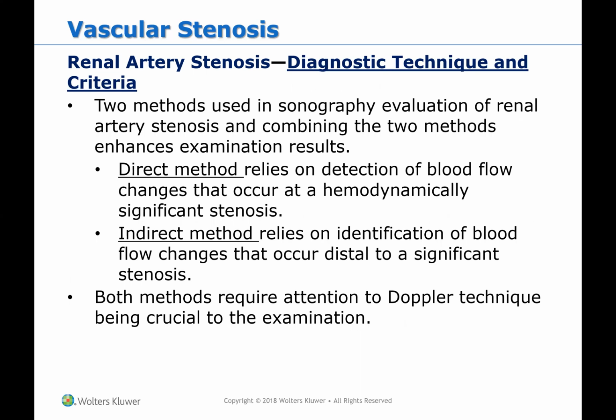There are two methods that you can use to evaluate renal artery stenosis, or you can combine them, which usually is what happens with me because I'm trying to scan a patient that I can't see all that I need to see. So the direct method relies on detection of blood flow changes that occur at a hemodynamically significant stenosis. And the indirect method relies on identification of blood flow changes that occur distal to the significant stenosis. Both methods require attention to Doppler technique, which is crucial to the examination.